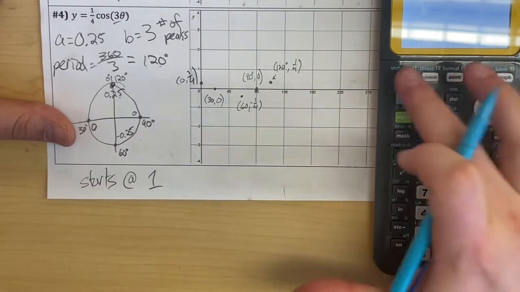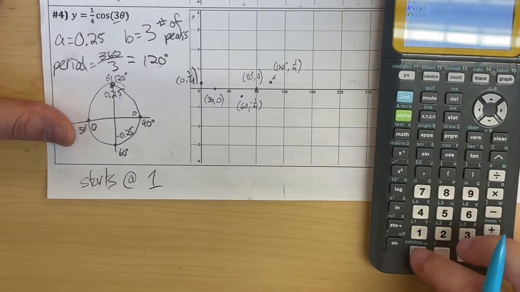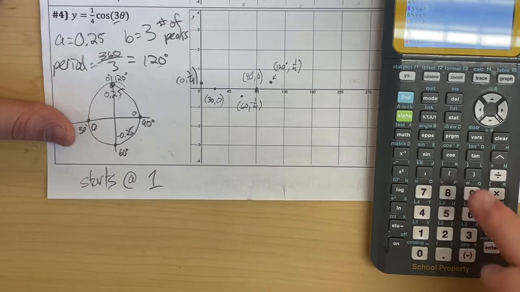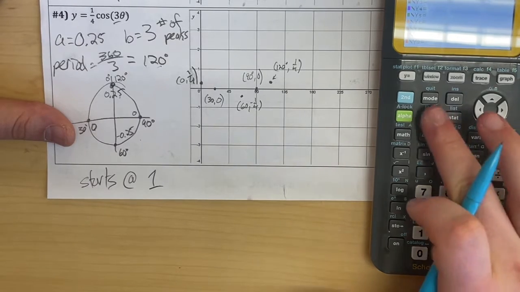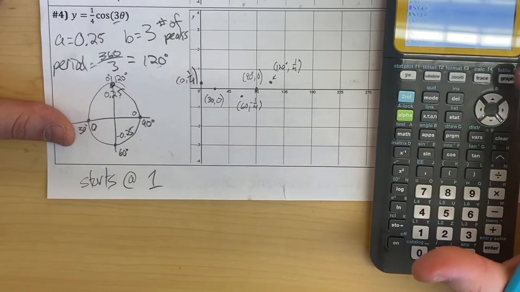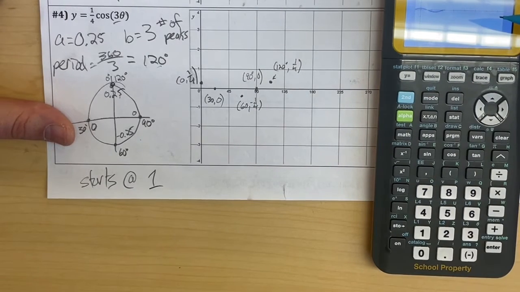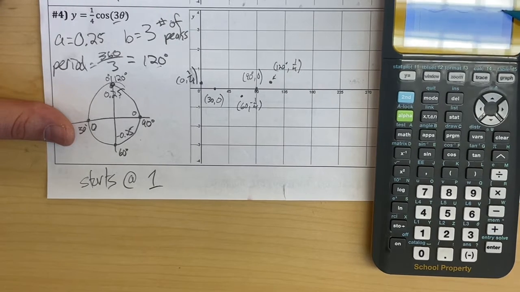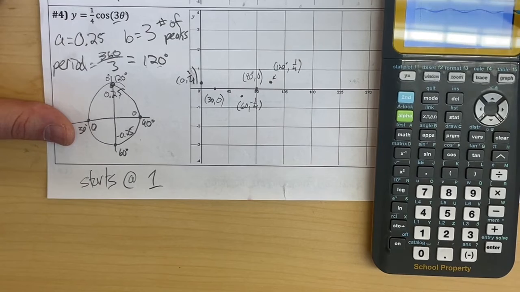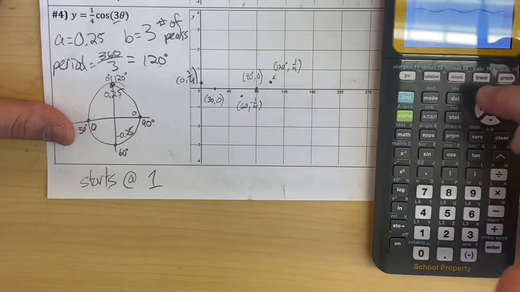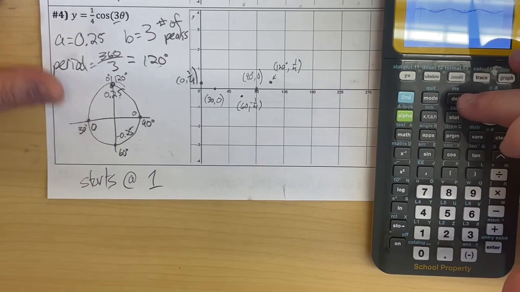So let's say I have y equals 0.25 cosine of 3x. Hit enter. Let's see what the graph looks like first. It goes down, up, down, up, down, up. And so we have 1, 2, 3 peaks, just like I was saying. If you need to, you can zoom in. But what I want to do is trace my values.